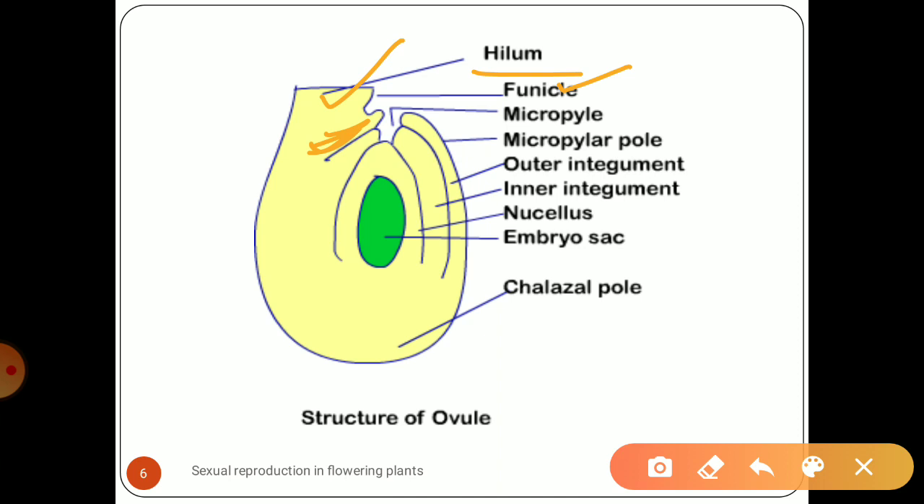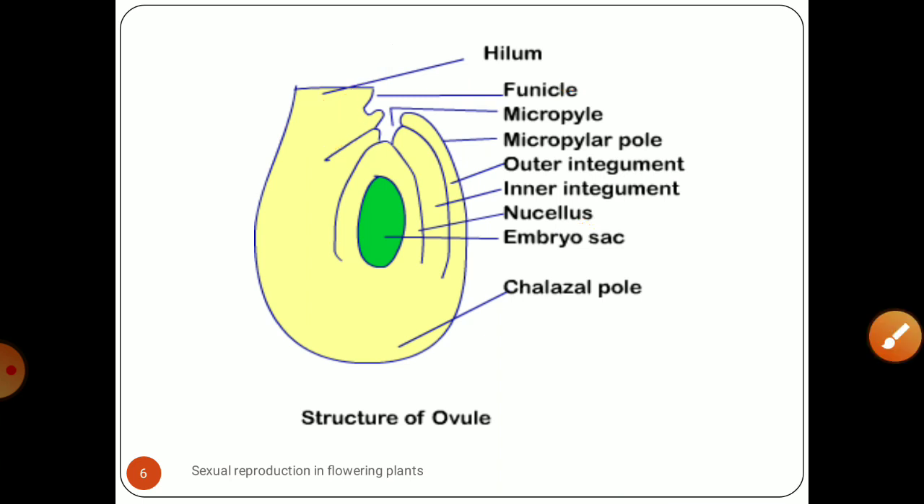Now this ovule is covered with two envelopes. One is called the outer integument, and the other one is called the inner integument. So they are basically protective in nature. They protect a mass of tissue inside, which is called the nucellus. So this green part here is the nucellus, surrounded by layers of integuments.